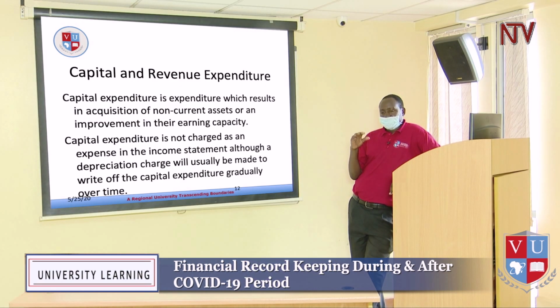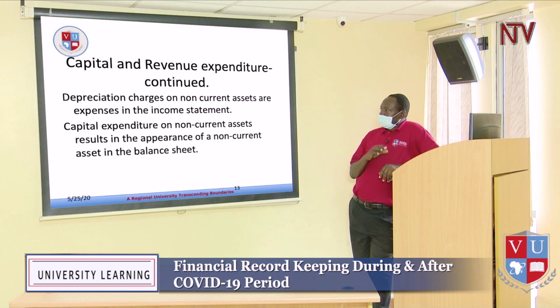And we said capital expenditure is expenditure incurred to acquire non-current assets. Once we incur a capital expenditure, we do not include that expenditure in the income statement. Instead, it results in an acquisition of an asset which appears in the balance sheet. Of interest to note, when we acquire a non-current asset, that asset is subject to depreciation, and that depreciation is charged in our income statement for the period of operation.